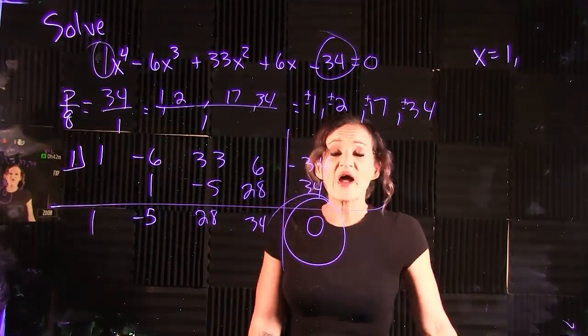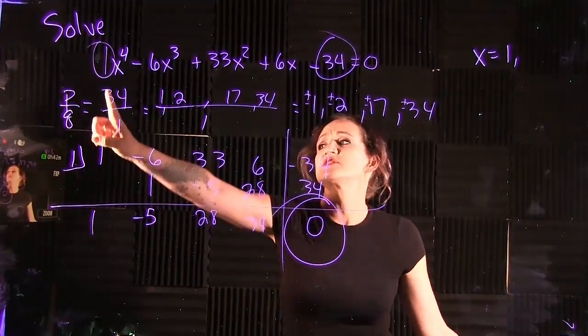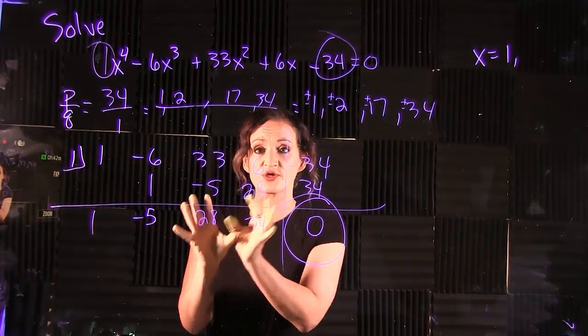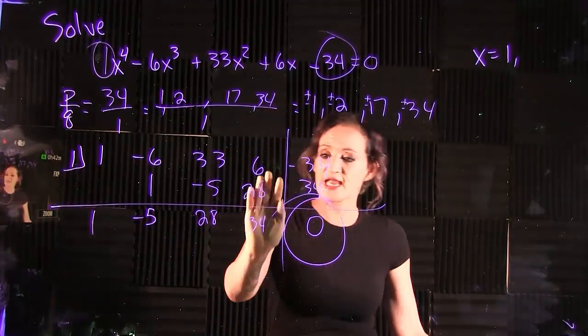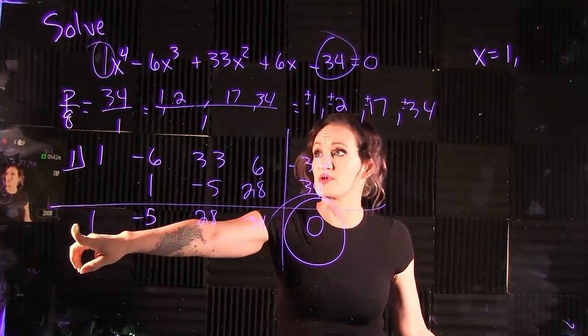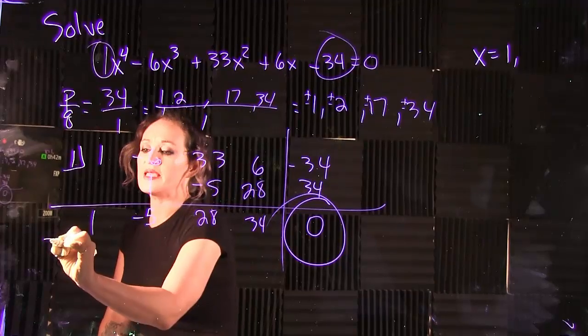Once you find your first solution, you need to restart the P over Q process all over again, just depending on your problem here. So you're going to take P, which is the last number, and you're going to put it over the first number, which for us, that would be a 34, right?